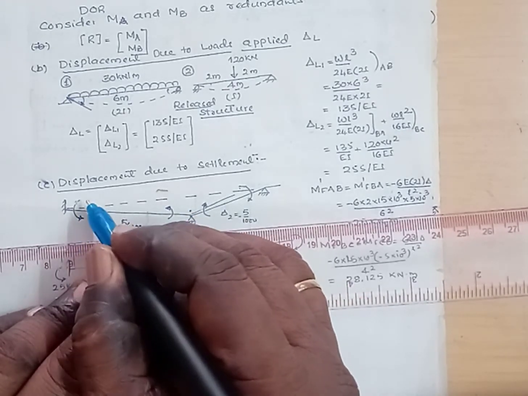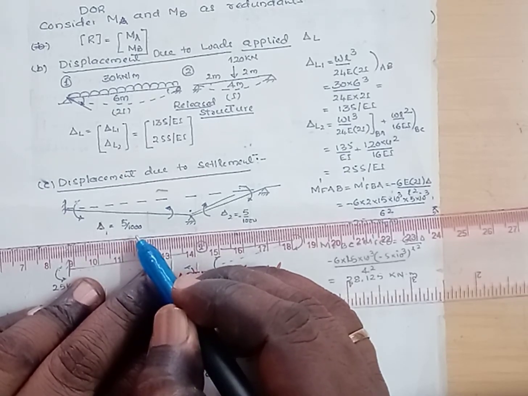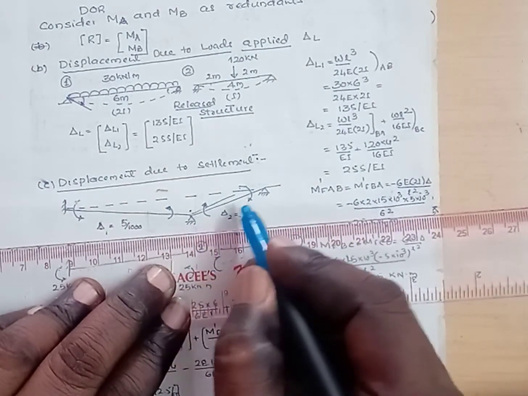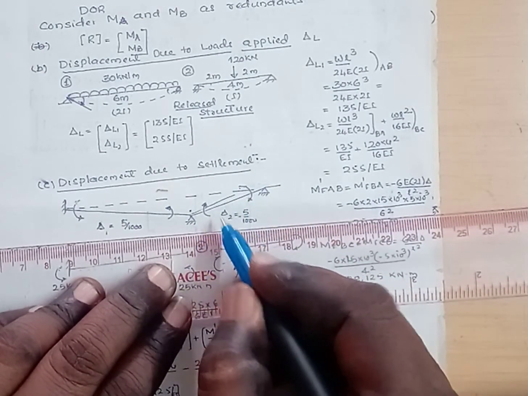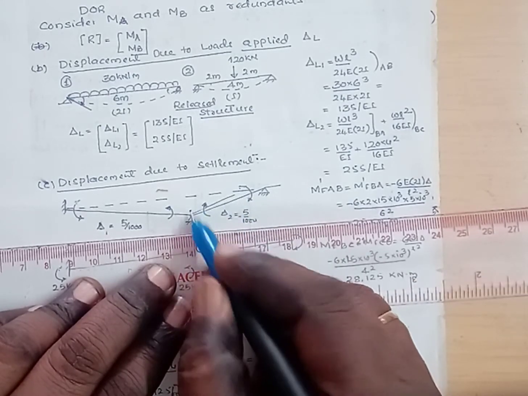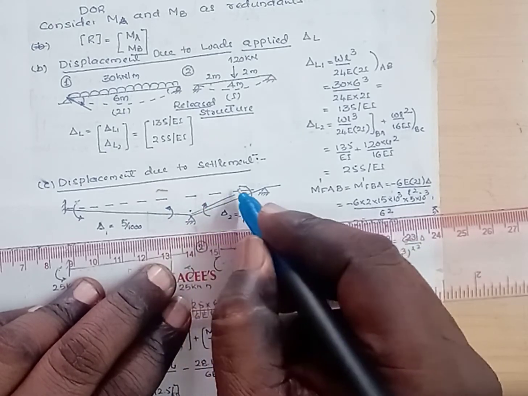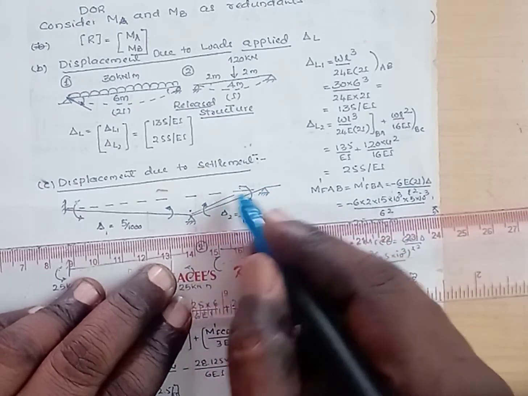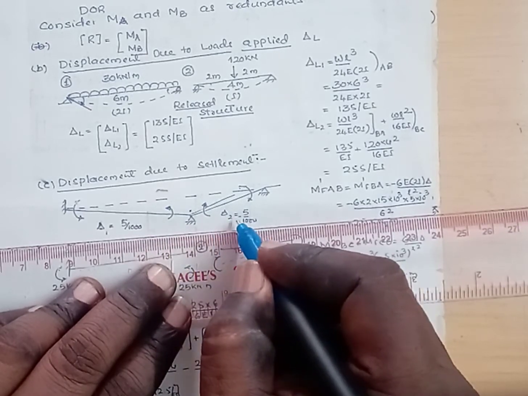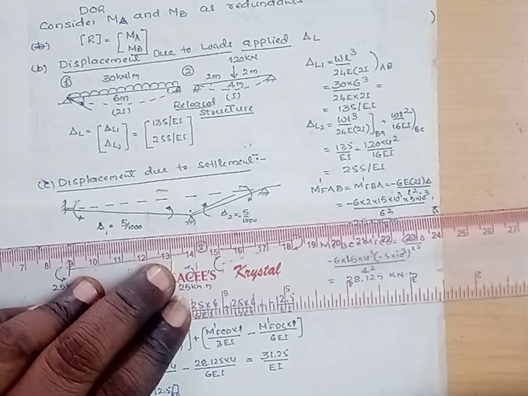Here the rotation is clockwise, hence the displacement delta 1 equals 0.005 meter. Similarly, in span BC, the settlement is with respect to B, with respect to C, the settlement is downward, that is, with respect to horizontal, this rotates in anti-clockwise direction. Hence, delta 2 is minus 5 divided by 1000, that is minus 0.005.